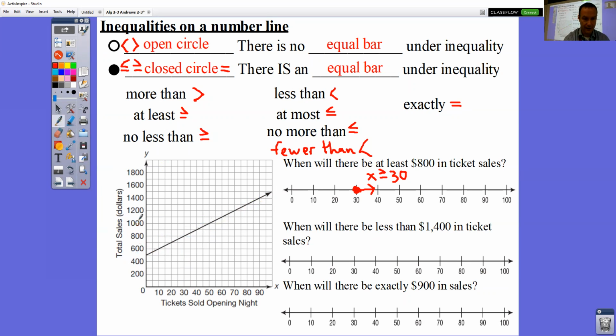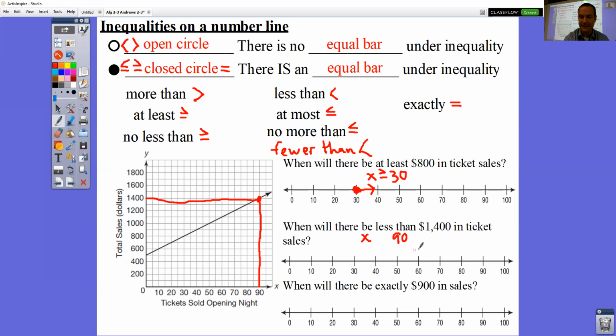When will there be at least $1,400 in ticket sales? So 1,400, I go over to 1,400, go to my line, which is right here, go straight down. I'm looking at 90, at this point right here. So I know I'm going to have a 90 in my inequality statement.